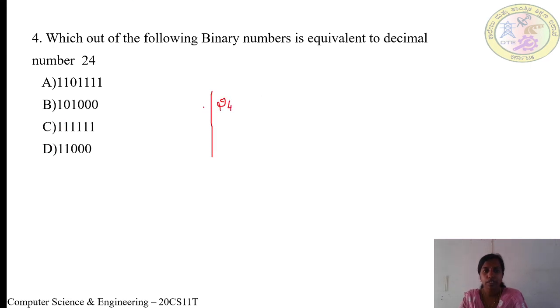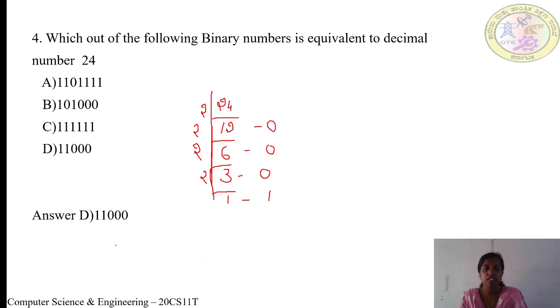So, 2 ones are 2, 2 twos are 4, you get the remainder 0. Again, divide quotient 12 by 2, that is 6; 2 sixes are 12, you get the remainder 0. Again, divide 6 by 2, that is 3; 2 threes are 6, you get the remainder 0. Again, divide 3 by 2, 2 ones are 2 and remainder 1. Hence, we read the remainders from bottom to top, that is 1 1 0 0 0. Therefore, the answer is D, 11000.